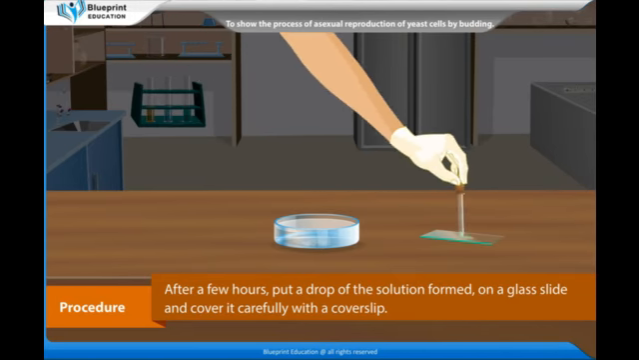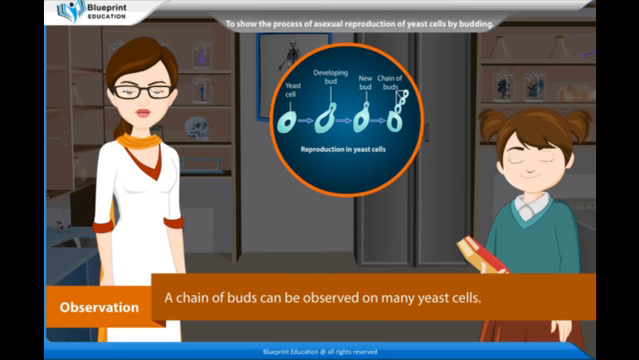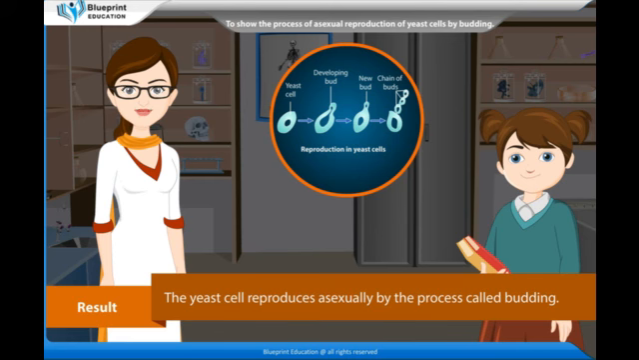Observations: a chain of buds can be observed on many yeast cells. Result: the yeast cell reproduces asexually by the process called budding.